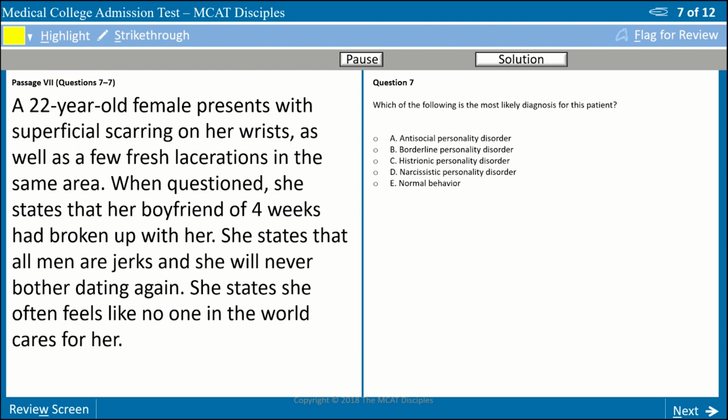This is an example of borderline personality disorder, and we note the self-injurious behavior and the impulsivity. If you read the rest of the passage, after 4 weeks of dating someone, she decides to cut her wrists. Very impulsive. Very much an example of emotional instability and instability of relationships. She states that all men are jerks and she will never bother dating again. This is an example of splitting, saying things are all good or all bad. She also states that she has this feeling of emptiness. This is very characteristic of borderline personality disorder, and she's a female, which again is very common. It's not very common overall, but it's most commonly diagnosed in females.